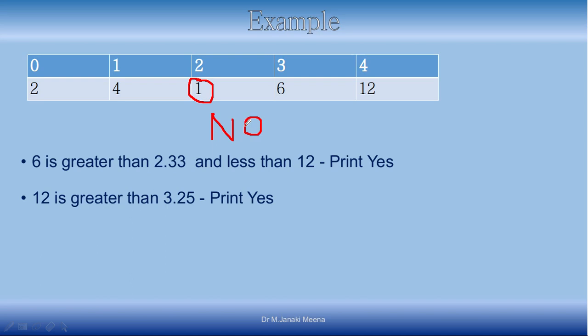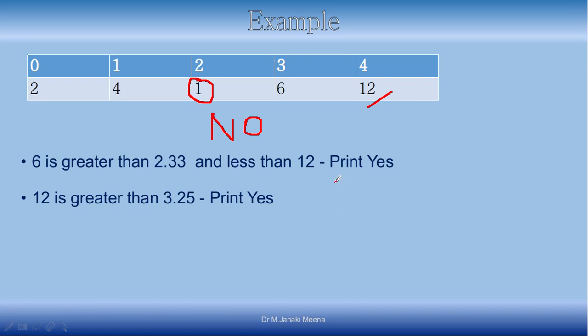When you look at the next element 6, the average of the elements occurring before it is 2.33. So 6 is greater than 2.33, and the first condition is satisfied. Next you have to see the second condition. The element occurring after that is only one element, 12, so the average is 12 and 6 is less than 12.